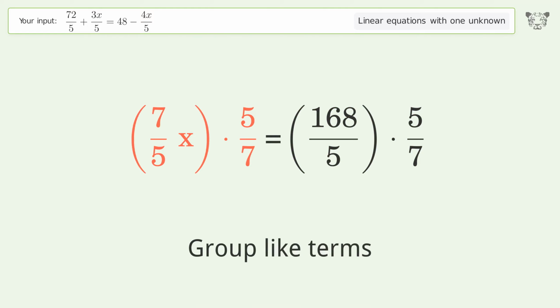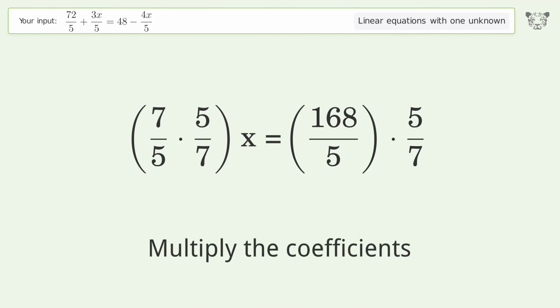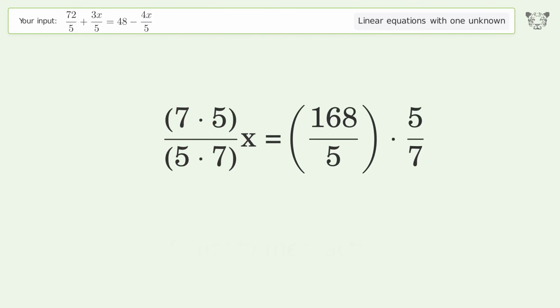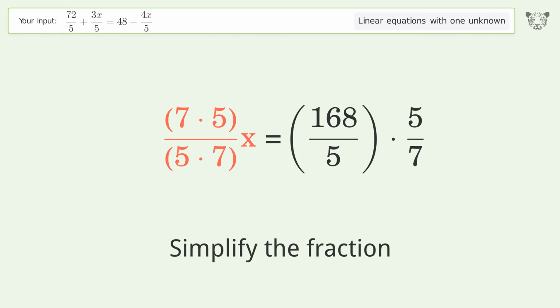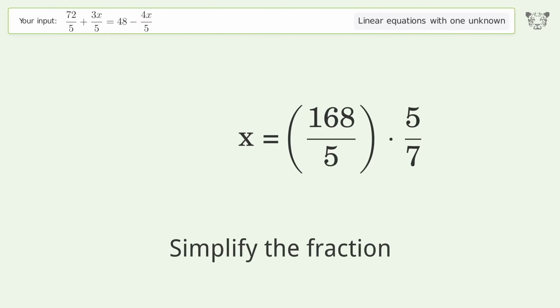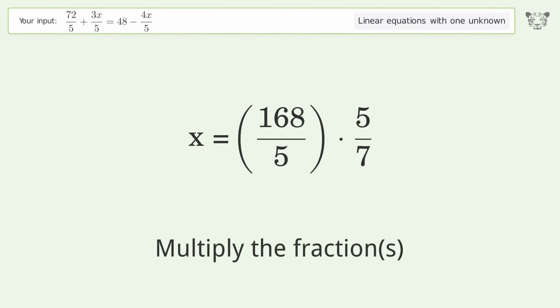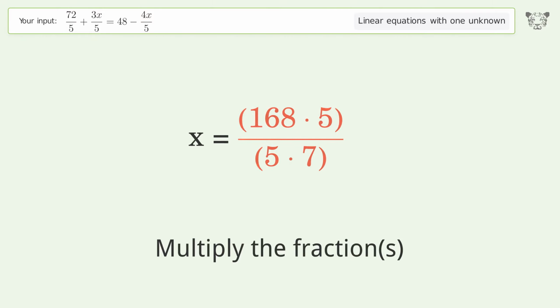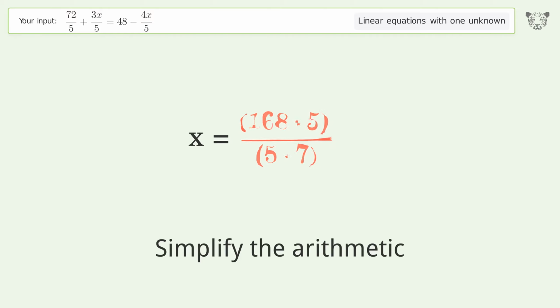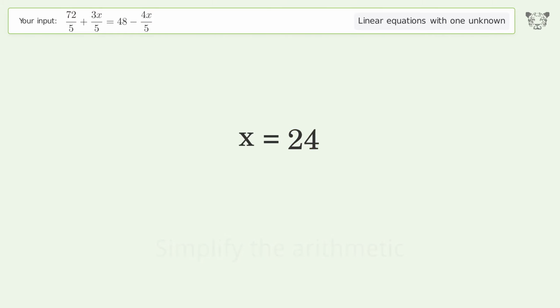Group like terms. Multiply the coefficients. Simplify the fraction. Multiply the fractions. Simplify the arithmetic. And so the final result is x equals 24.